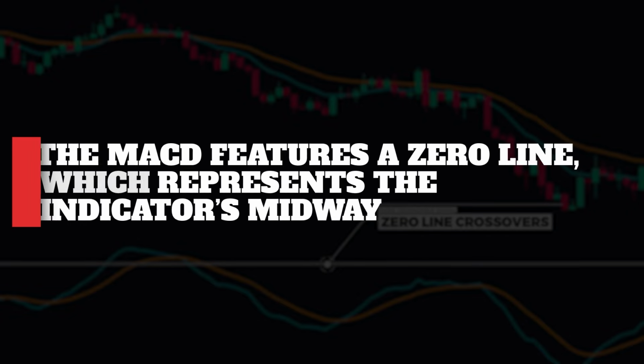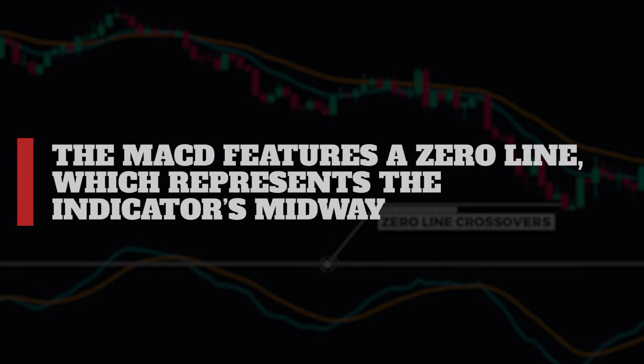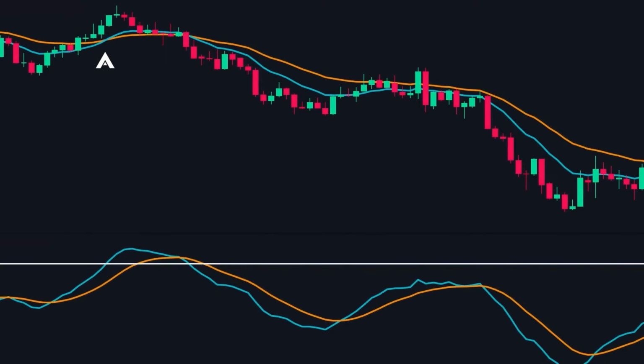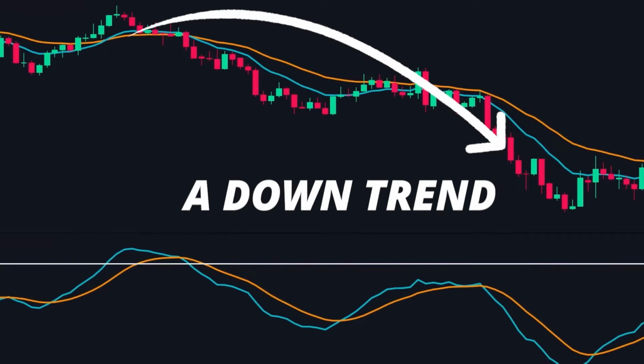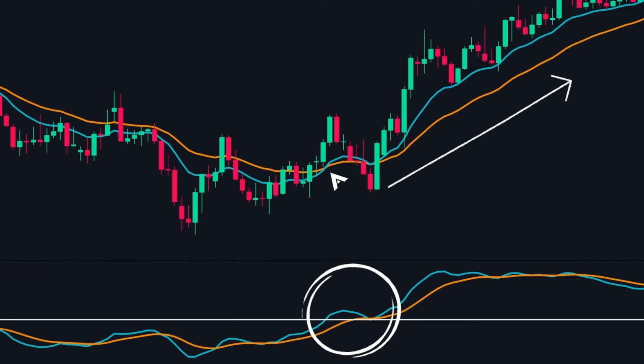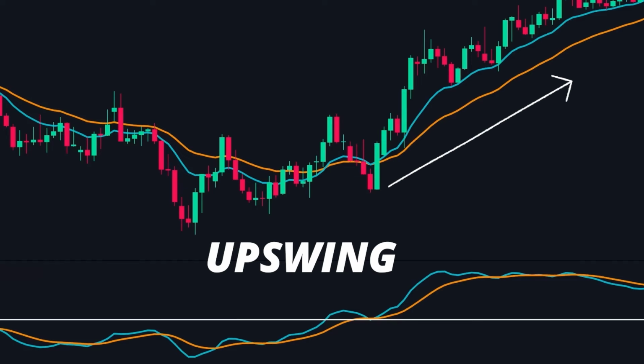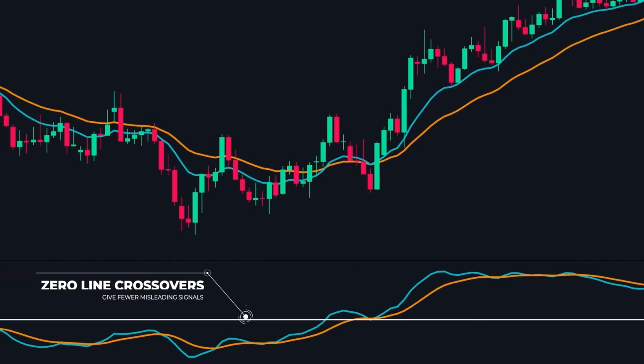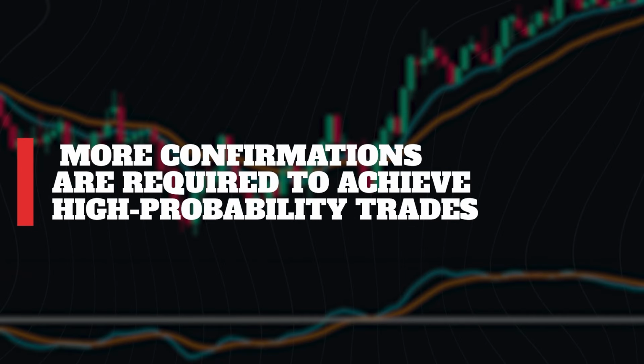The MACD features a zero line, which represents the indicator's midway. When the 12 EMA crosses below the 26 EMA, the MACD line falls below the zero line, suggesting that the trend and momentum have turned downward and a downtrend may begin. When the 12 EMA crosses over the 26 EMA, the MACD line rises above the zero line, indicating that the trend and momentum have switched upward, implying a possible upswing. Zero-line crossovers typically give fewer misleading signals. However, more confirmations are required to achieve high-probability trades.